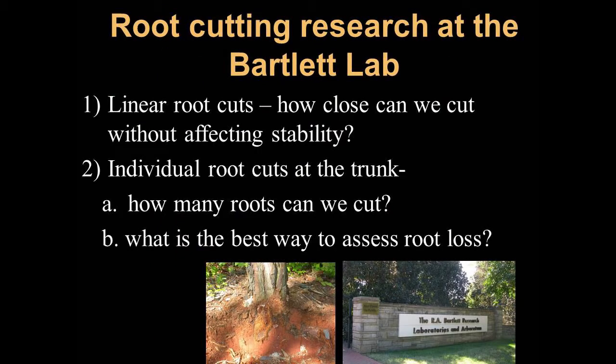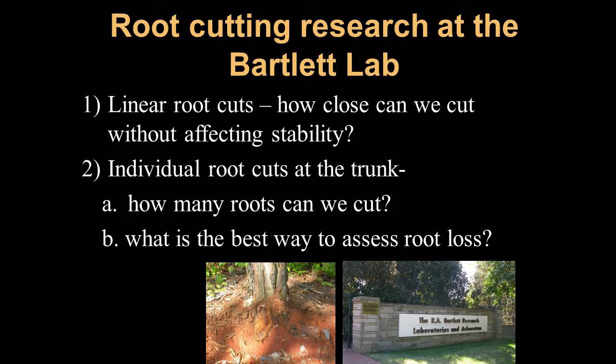We've been doing root cutting at our lab for a number of years, and we've been looking at a couple of things. I think this one probably pertains most to you, which is linear root cuts. So if we're putting in a road or a sidewalk, or we're putting in pipes or wires, you're going to be doing linear cuts. And one important question I think that we need to answer is how close can we get to that tree without destabilizing. And then we also looked at individual root cuts at the trunk. So those root cuts I was showing you earlier, that was individual root cuts.